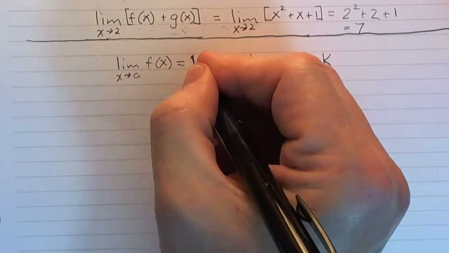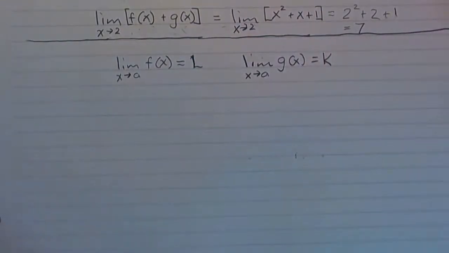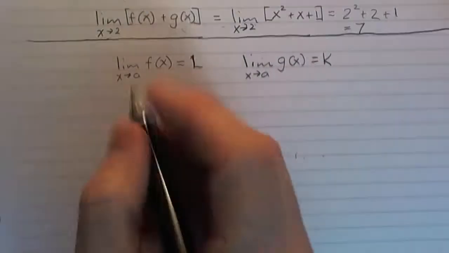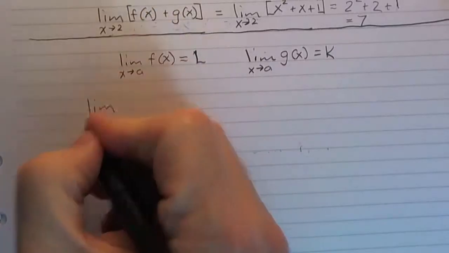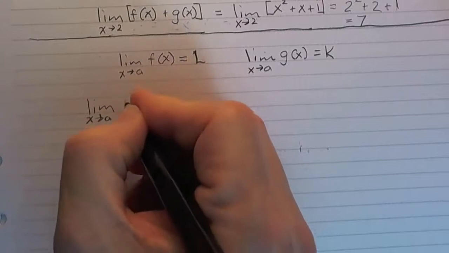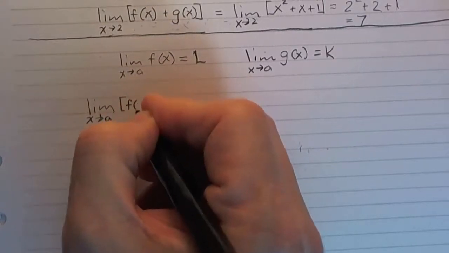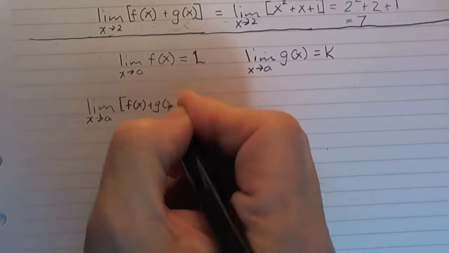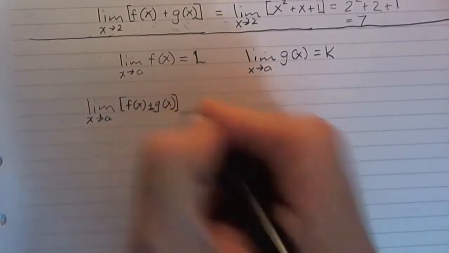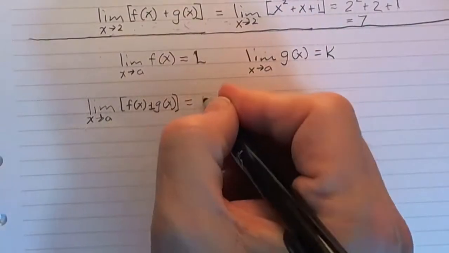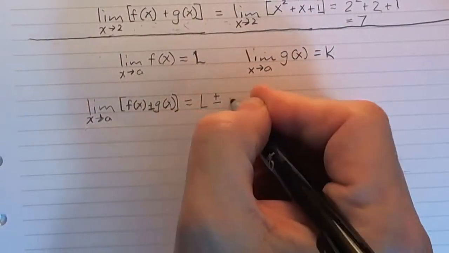These properties, we're not going to explore them in any depth. This is just going to give us the authority to, for the most part, plug in and evaluate the limits that we have. So for example, here's what we have so far. We have the limit as x goes to a of f of x plus or minus g of x. Well, that's going to be L plus or minus k.